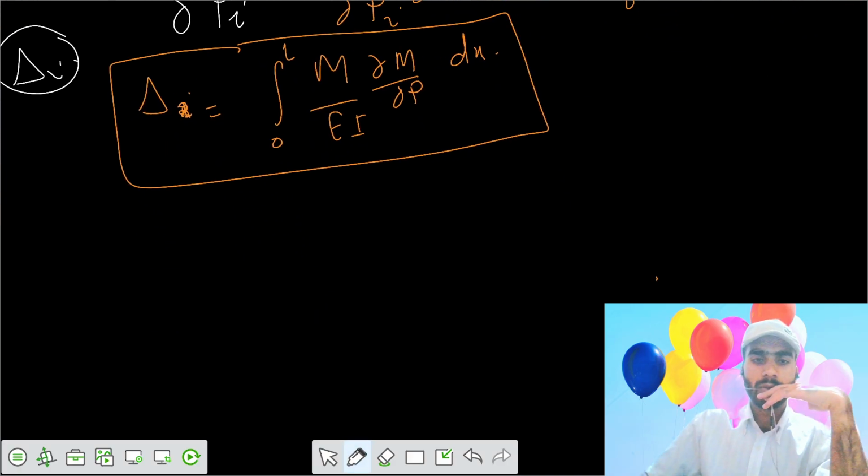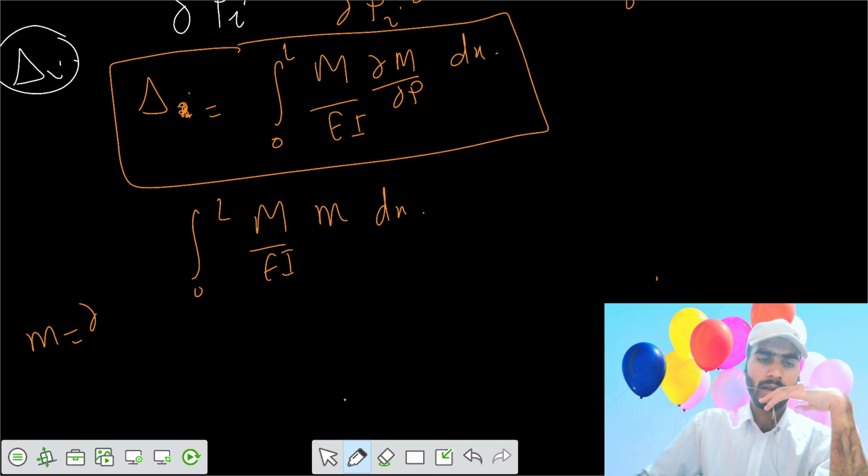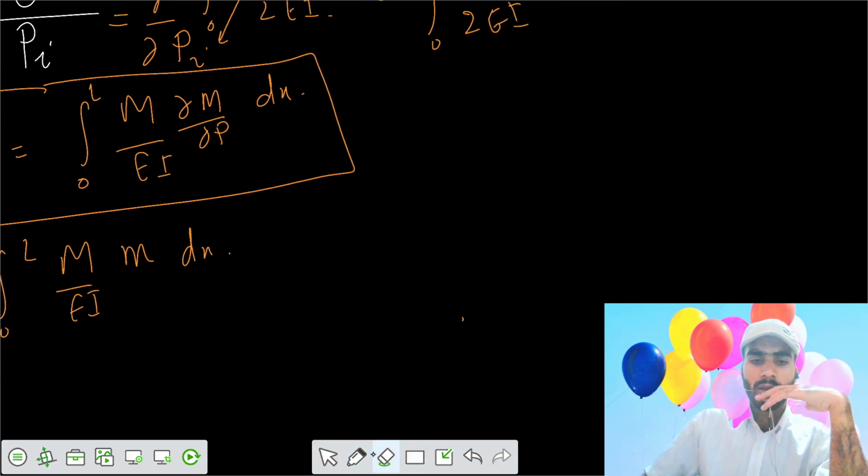We can also write it sometimes this way, integral 0 to L of m times m-small by EI dx, while small m represents the partial derivative of the moment M at any x with respect to the load P acting at that point where you want to find the delta. So actually he gave two methods, two theorems. This is your second theorem, Castigliano's second theorem.